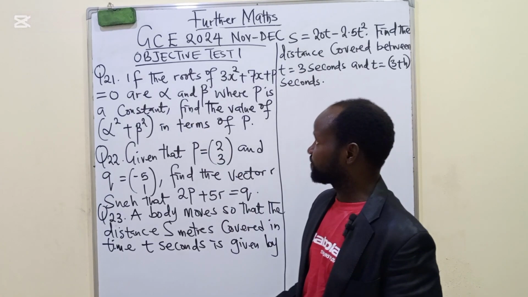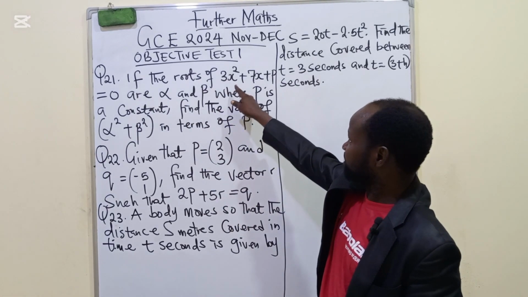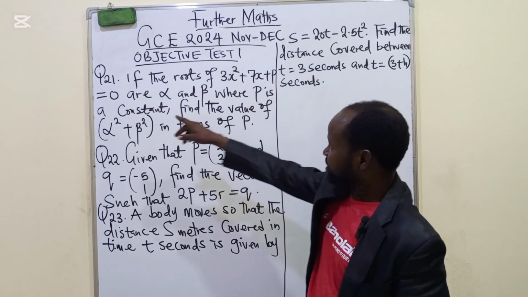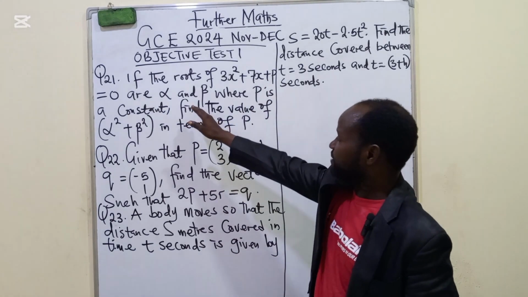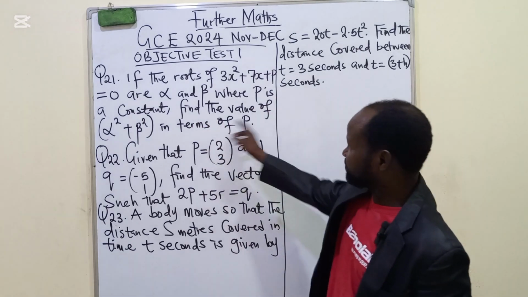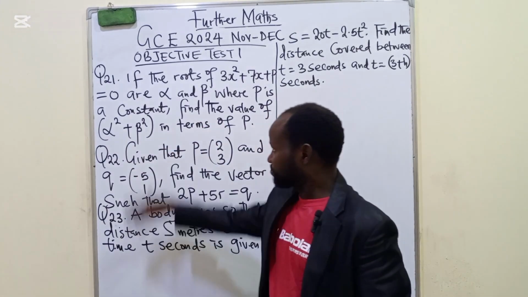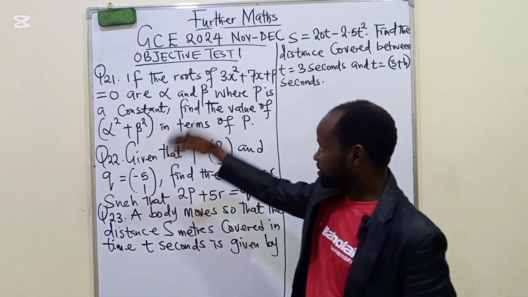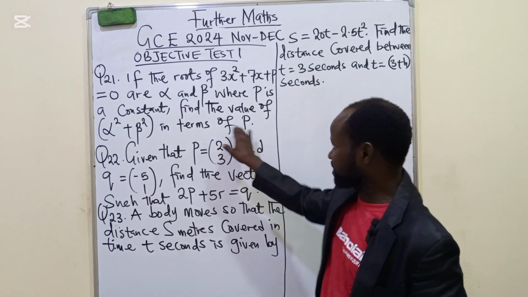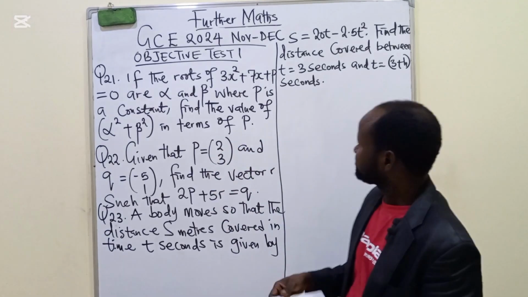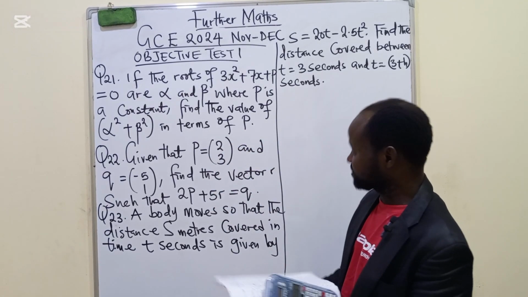Question 21 reads: if the roots of 3x squared plus 7x plus p equals 0 are alpha and beta, where p is a constant, we are asked to find the value of alpha squared plus beta squared in terms of p. In terms of p means our final answer there will contain p. Let's look at how we can solve it.